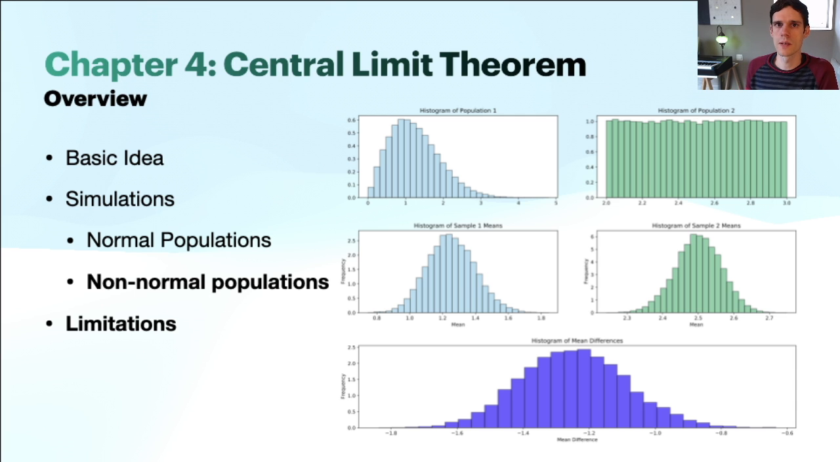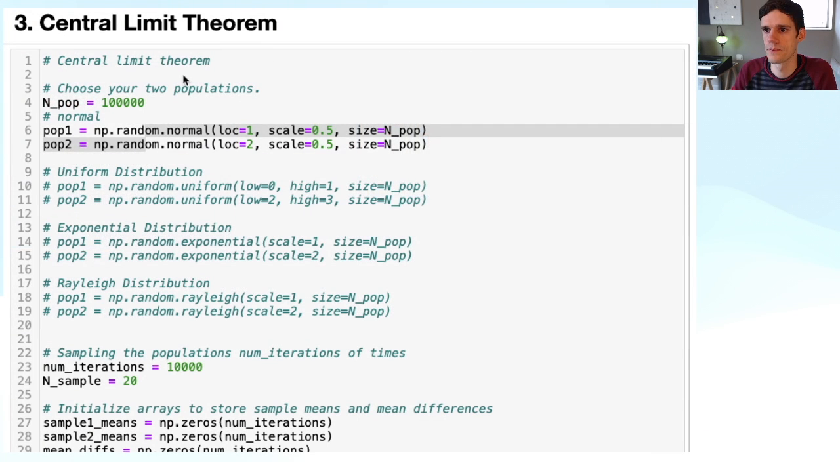Now you don't have to take my word for it, because we can of course simulate it by going through the same notebook cell as before. And in this way, you can play around with it yourself. So let's look at the code. What you see here is the exact same notebook cell from the previous lesson, where we simulated the central limit theorem for two populations that are themselves normally distributed, and we generated them right here. But now we want to use different populations that are not normally distributed. And this is where this block of code comes into play.